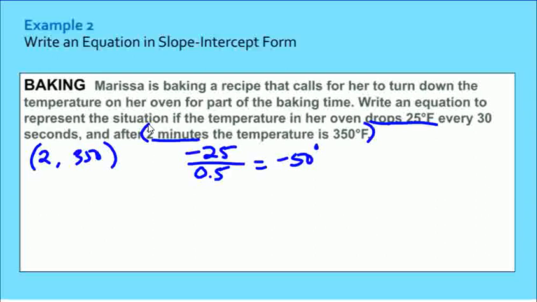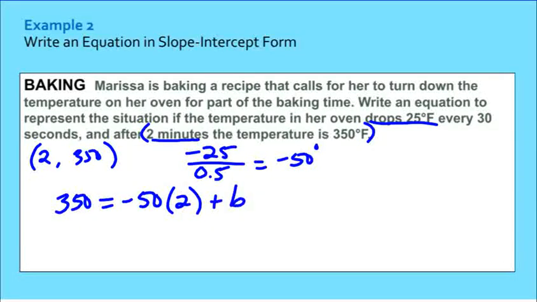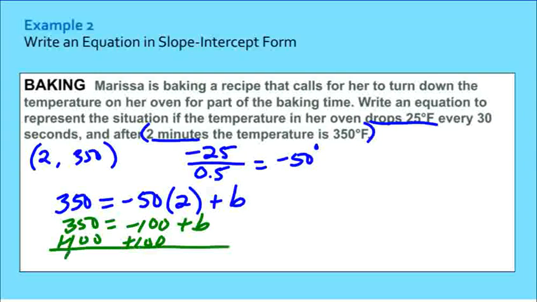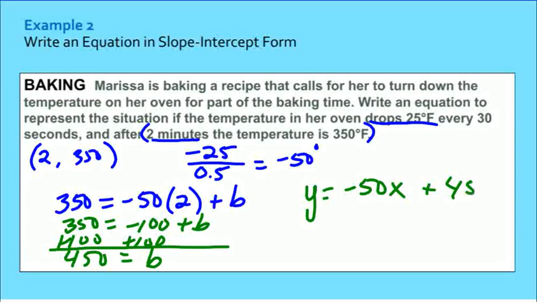So now I'm going to use my point. 350 is my y, equaling my slope of negative 50 times my x, which is 2, plus the b. Now I can solve, and that gives me negative 100 plus b equals 350 degrees. Get b by itself, I'm going to add 100, and I'm left with 450 degrees is my starting temperature. So my equation would be y equals negative 50x plus 450.